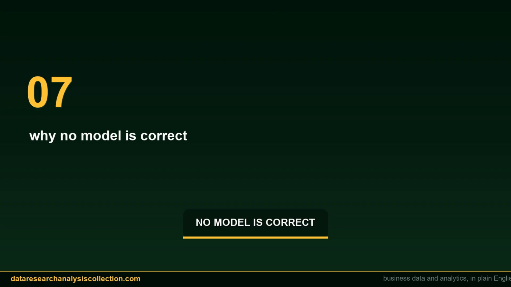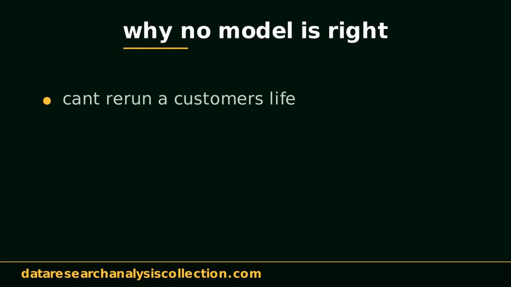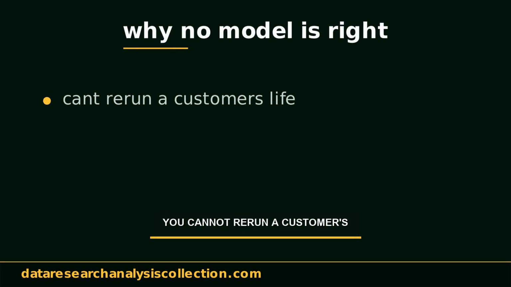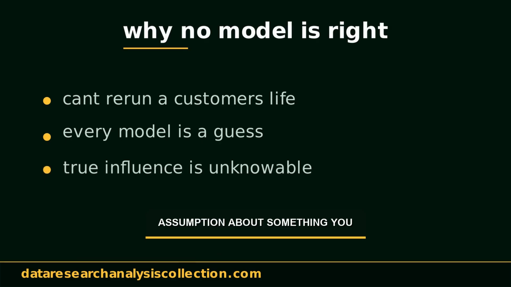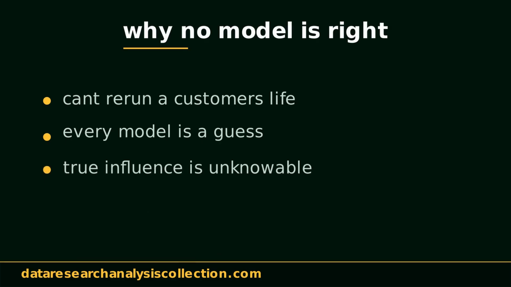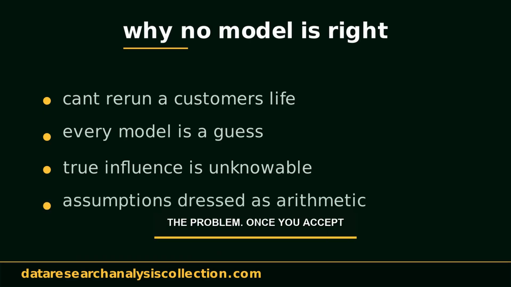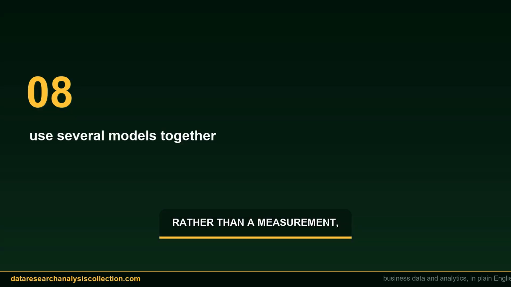Why no model is correct? Here is the honest heart of it. No attribution model is right, because the true influence of each touch is unknowable. You cannot rerun a customer's life without the ad to see if they would still have bought. Every model is a simplifying assumption about something you fundamentally cannot observe. This is not a flaw in the tools, it is the nature of the problem. Once you accept that attribution is a set of useful fictions, rather than a measurement, you stop chasing the perfect model and start using several of them to triangulate.